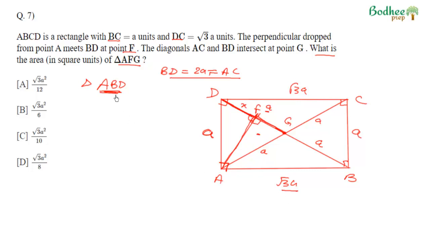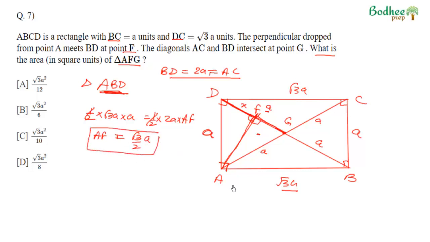Now let us focus on AF. If you just find the area of this triangle ABD, assuming that AB is the base and AD is the altitude, then it will be half of root 3A into A. The other way of finding the area of the same triangle would be taking BD as the base and AF as the altitude. Then it would be half of BD, which is nothing but 2 times A, into AF. So AF, clearly we can see that this will get cancelled out, is equal to root 3 by 2 times A. Right? So we have identified this.